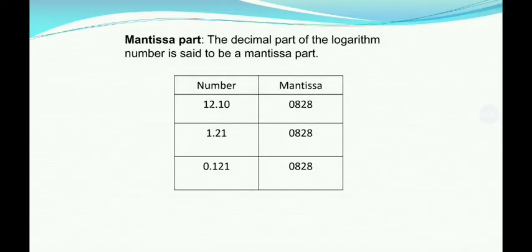Now let us see what is the mantissa part. The decimal part of the logarithm of a number is said to be the mantissa part. So here there are some examples given. You can see the numbers and the mantissa of those numbers. The numbers are 12.10, 1.21 and 0.121. For all the 3 numbers, the mantissa is the same, that is 0828.